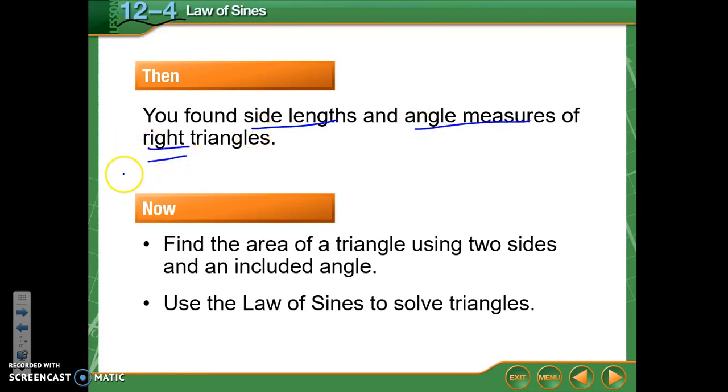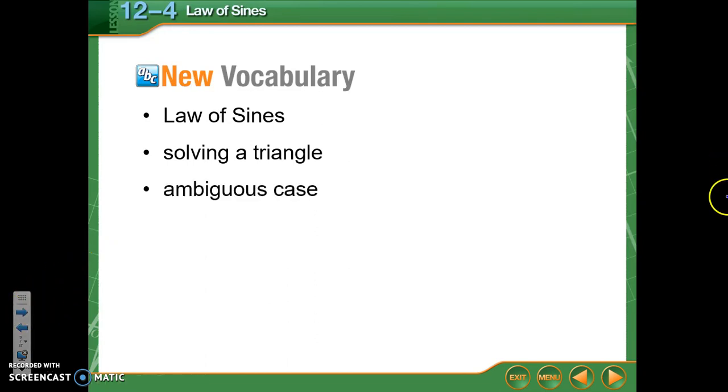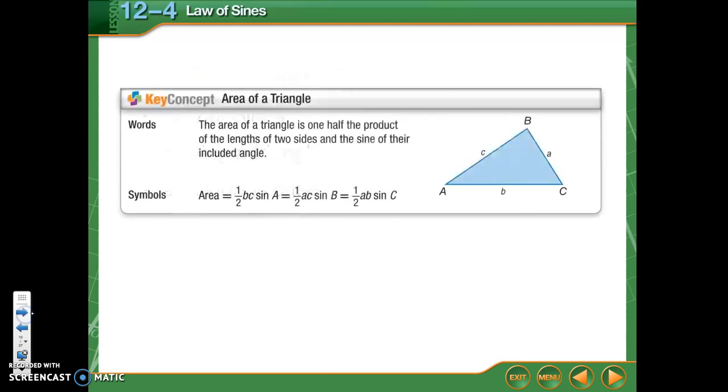So we're going to talk about a method that will allow us to solve a triangle, find all of its angles and sides, if it's not necessarily a right triangle. And we're going to do that using the law of sines. We're also going to learn a new area of a triangle formula. So look for law of sines, solving a triangle, and ambiguous case. Those are the vocab terms that you should know.